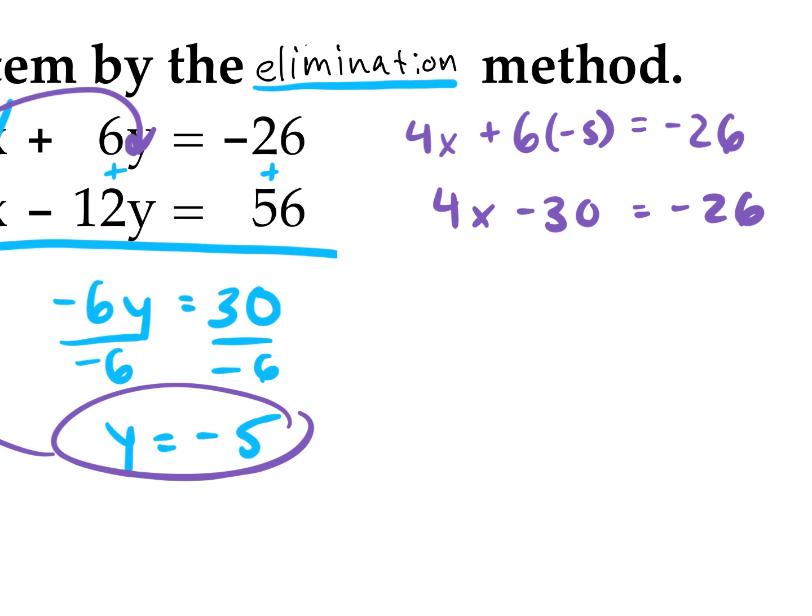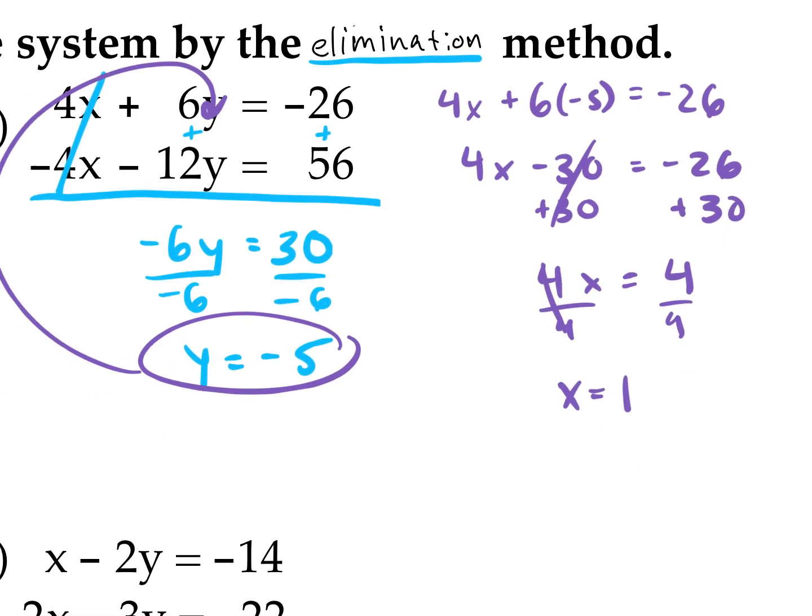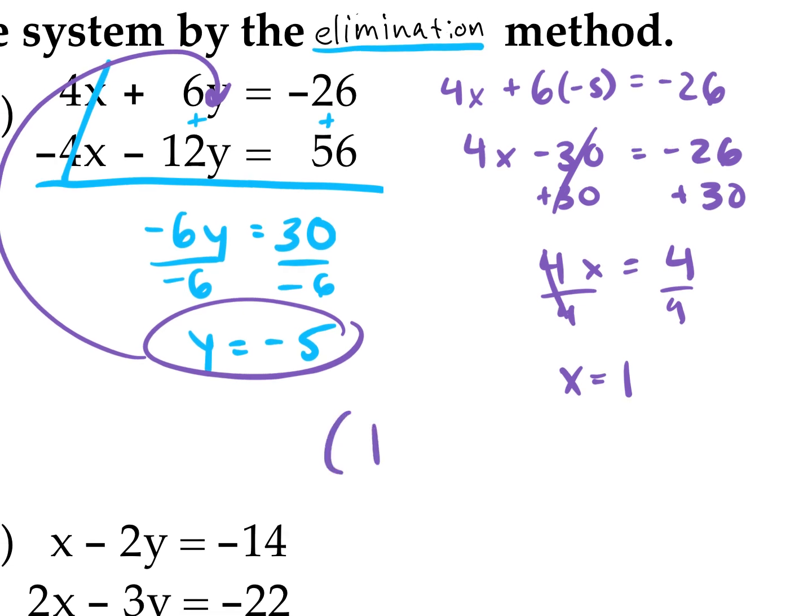What would we do next? Add 30. So 4x is equal to 4. And then what? Divide by 4 and x equals 1. Awesome. How do I write my answer? 1 comma negative 5. Always your x and then your y.